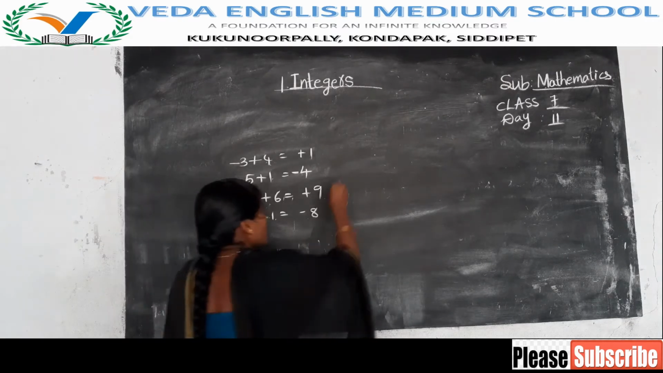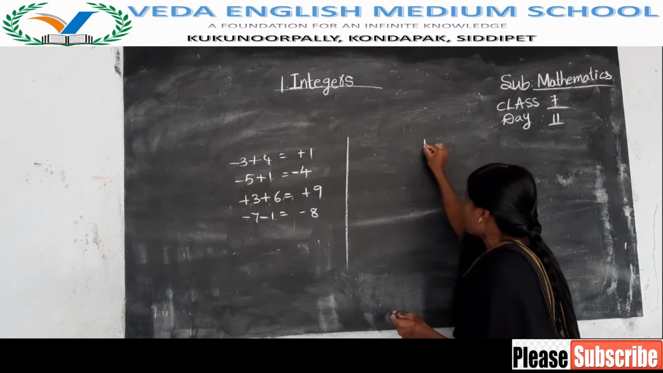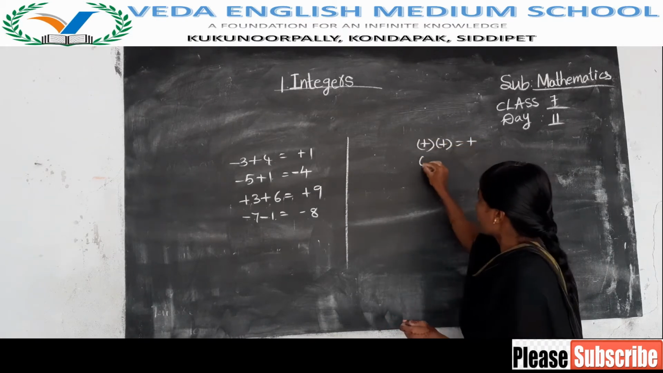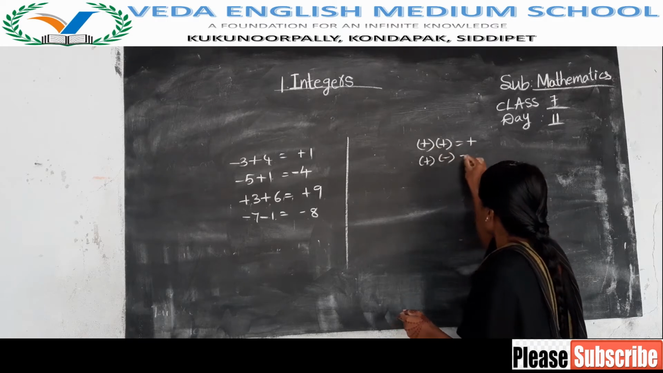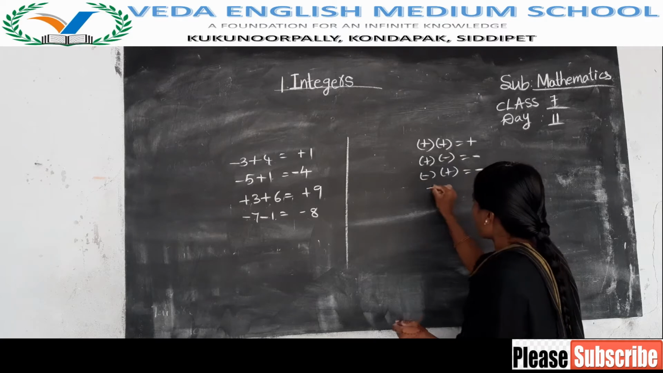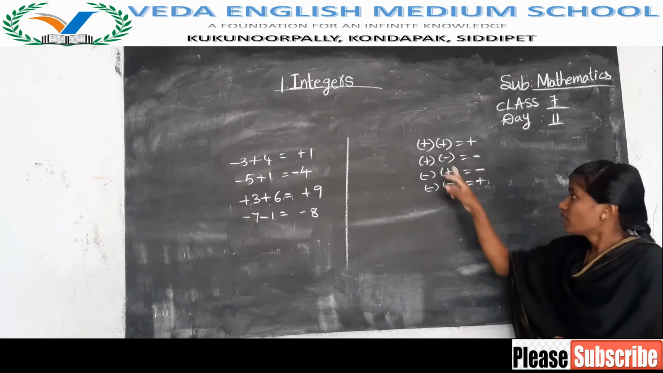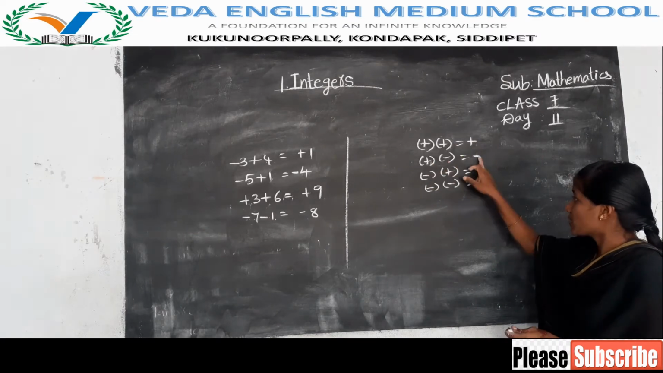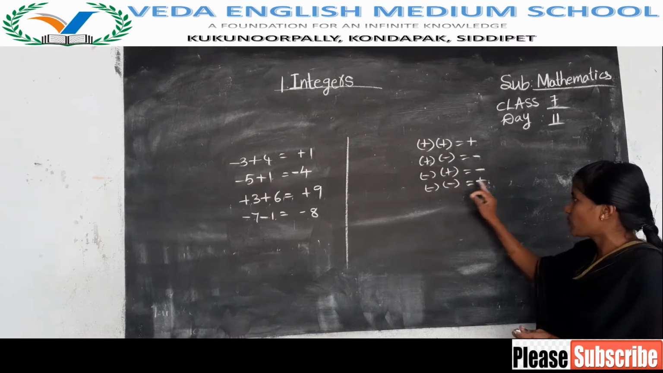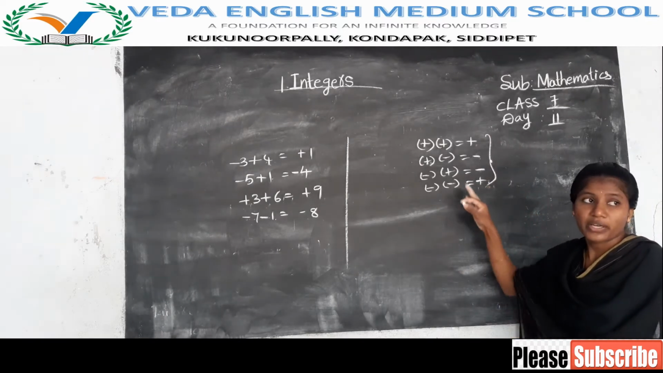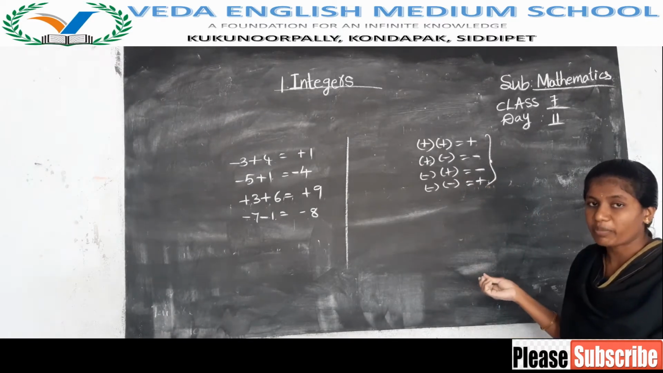Then what about multiplication of integers? Do you remember this? Plus into plus, it gives plus. Plus into minus, minus. Minus into plus, minus. Minus into minus, it gives plus. These four you should remember compulsorily. By using these four only, you can find the solutions for multiplication of integers.